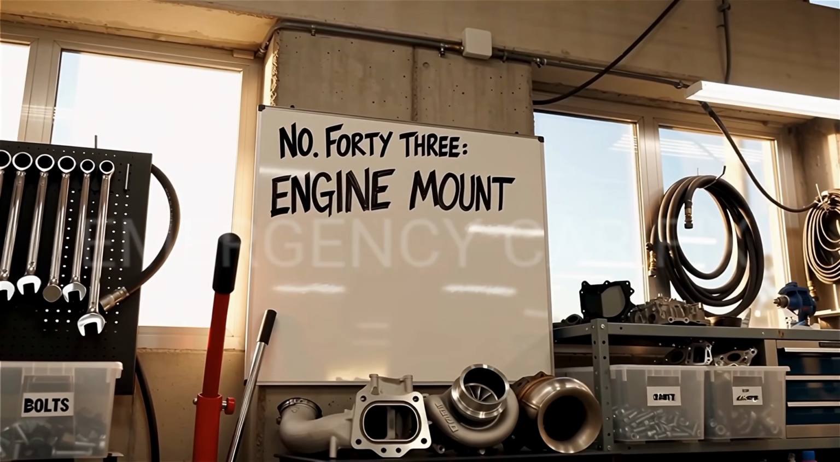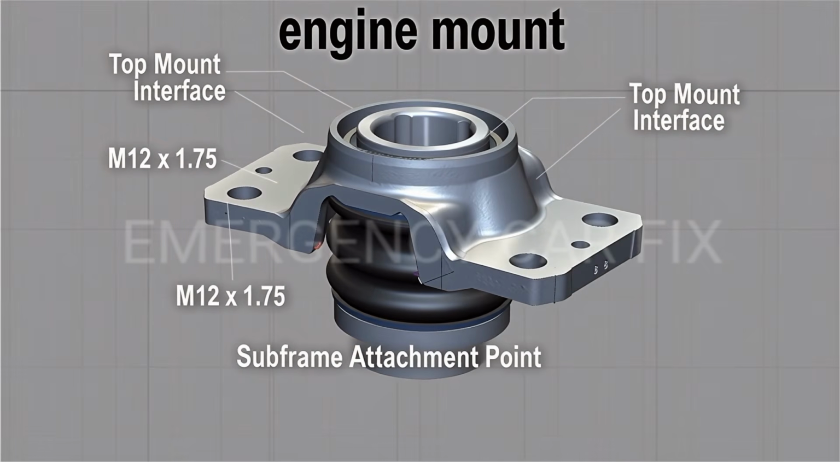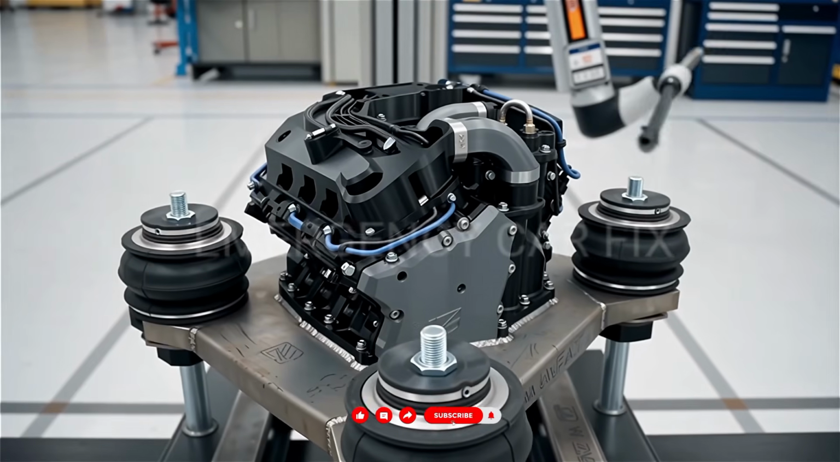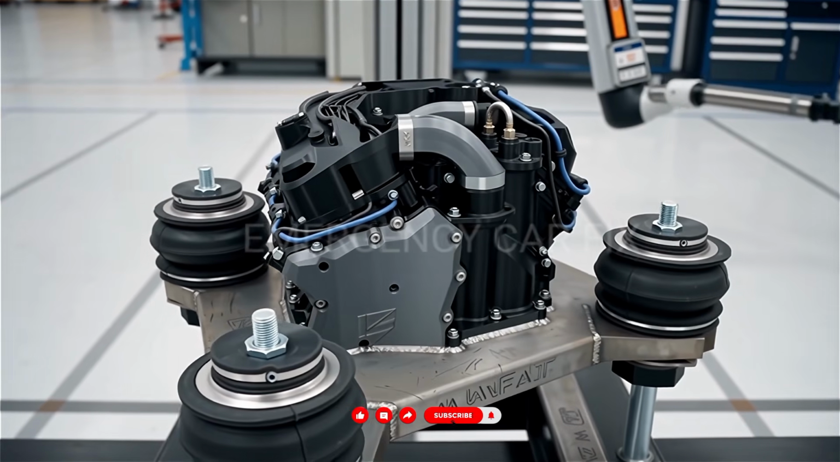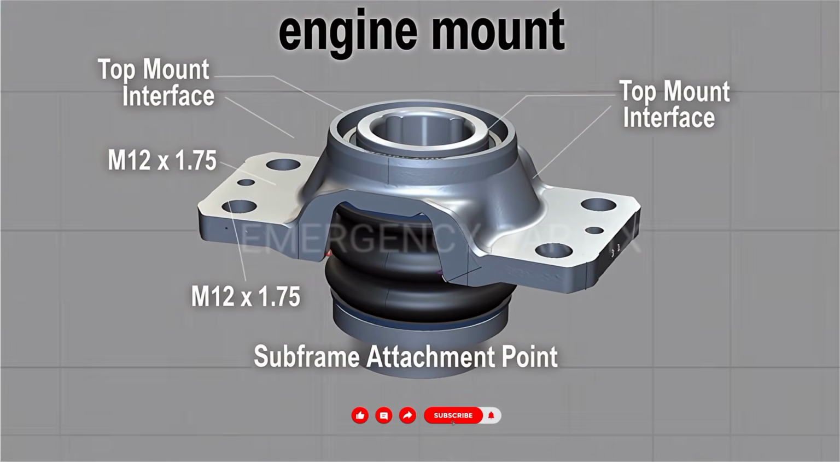Number 43. Engine mount. The engine mount secures the engine to the vehicle frame, reducing vibrations and absorbing shocks, ensuring stability and comfort while protecting surrounding components from excessive movement during operation.